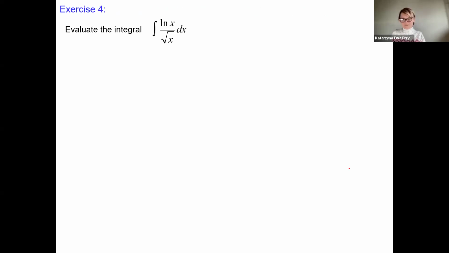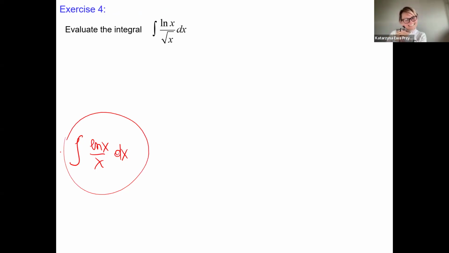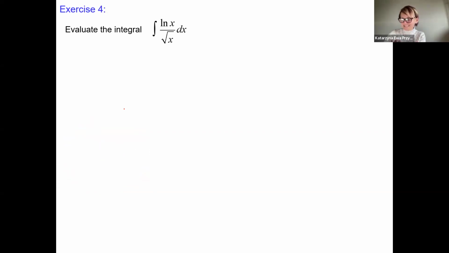Okay, exercise number 4. Each exercise has a different style, a different kind. Evaluate the integral of natural log of x over root x dx. What about an integral like this? Natural log of x over x. How would you solve this one? Use substitution, because 1 over x is the derivative, nice. But this is not x, it's something else, square root of x.